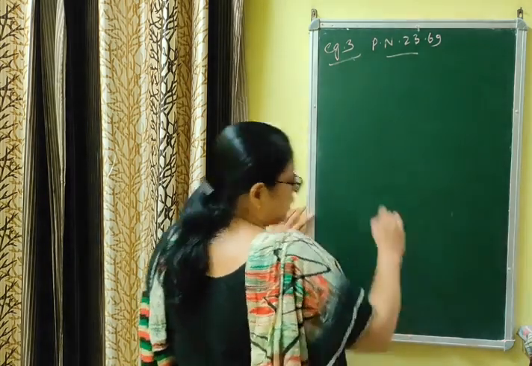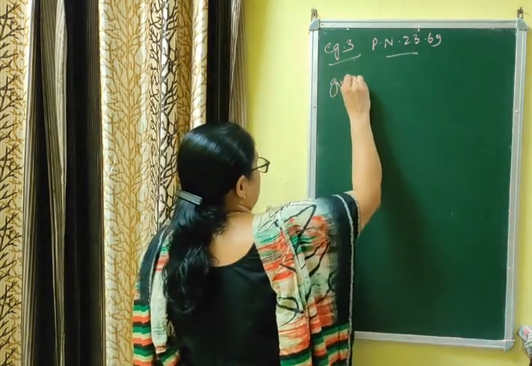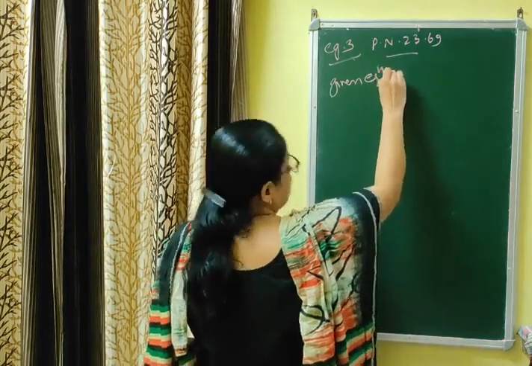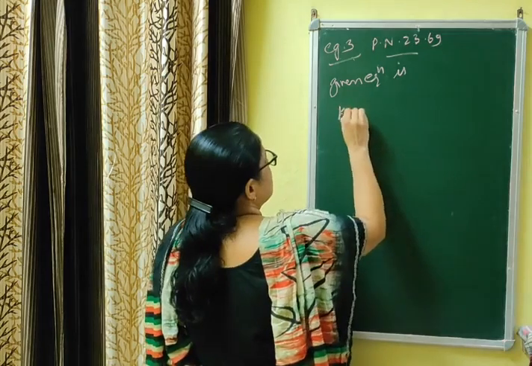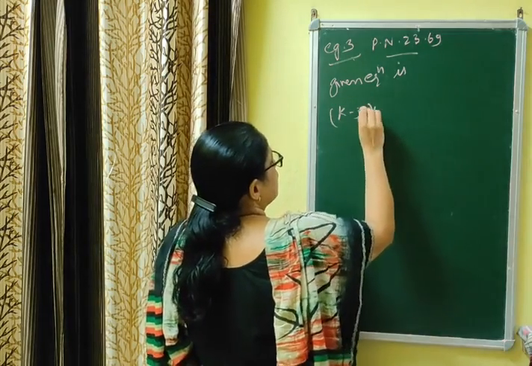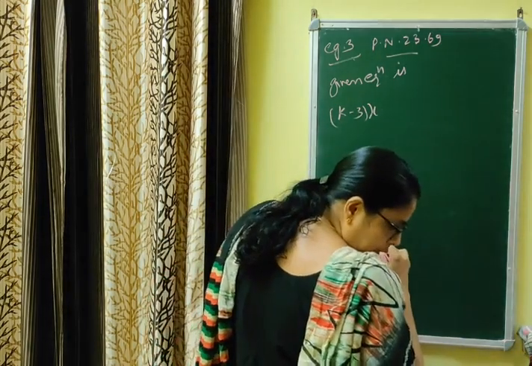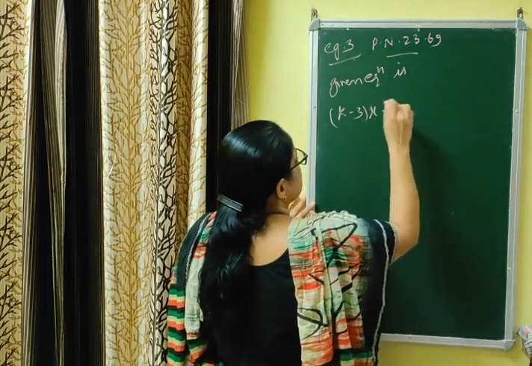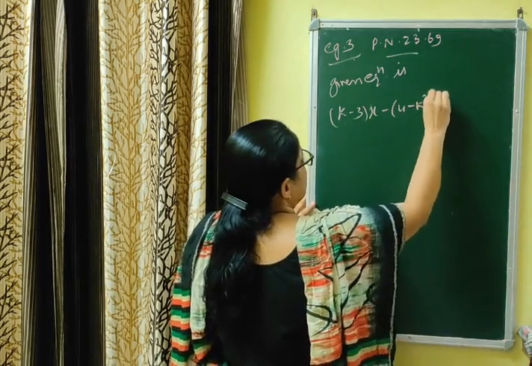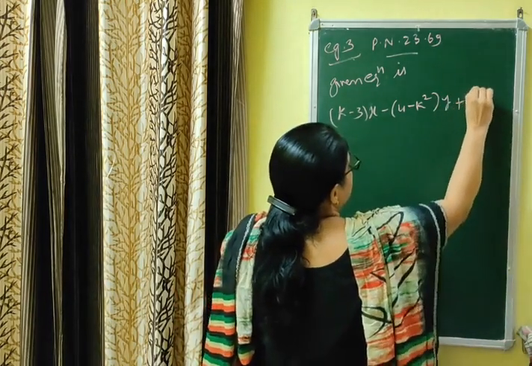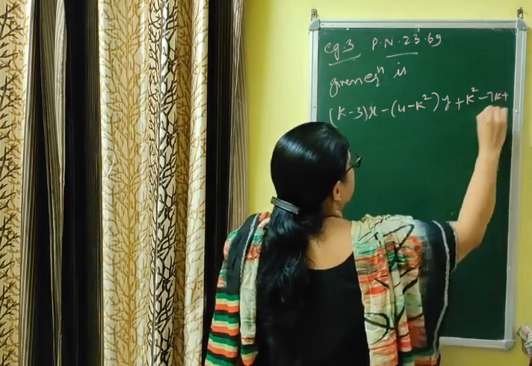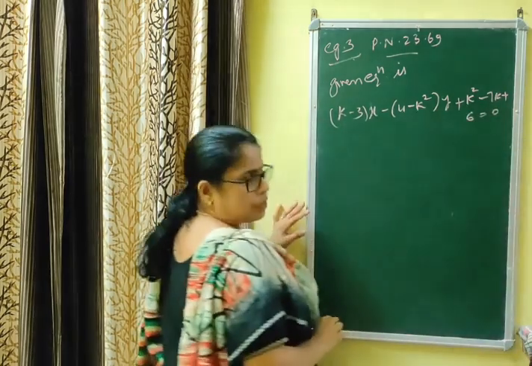Let me write the equation. What is the given equation? Given equation is k minus 3 into x. The equation is a little bit long, that's why I am writing it on the next line. K minus 3 into x minus 4 minus k square into y plus k square minus 7k plus 6 equal to 0. This is the given line.